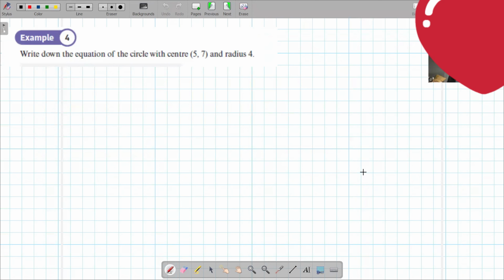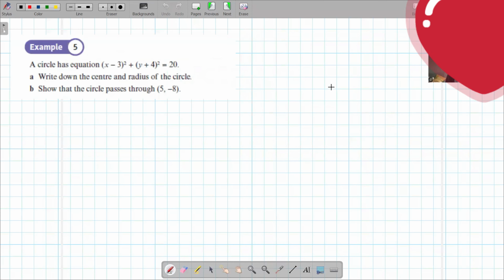Write down the equation of the circle with center 5, 7 and radius 4. This is simple, I think. The equation will be x minus 5 squared plus y minus 7 squared equals 4 squared. Next, a circle has an equation; write down the center and radius of the circle. In part A, the center is at 3, comma minus 4 and the radius is root 20.